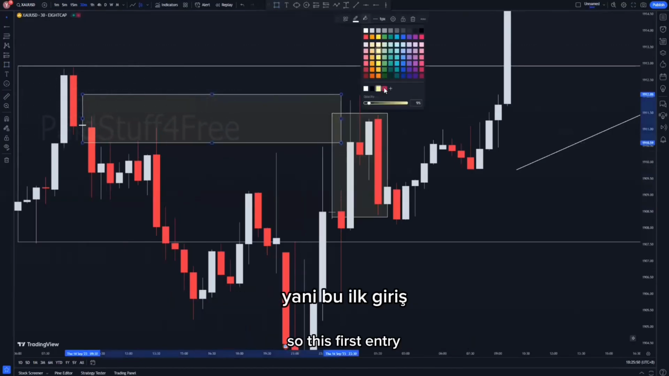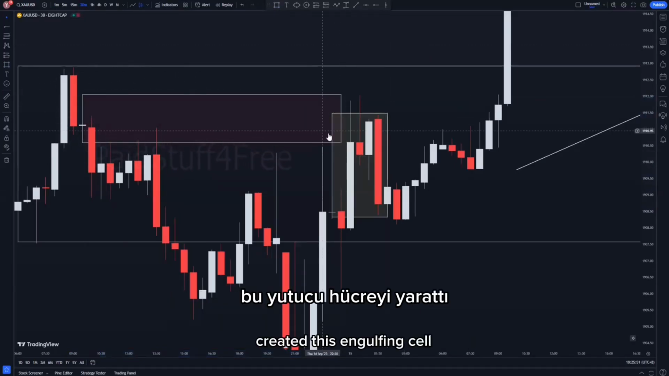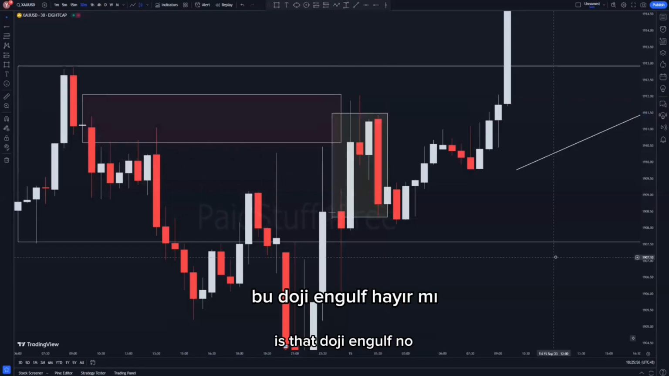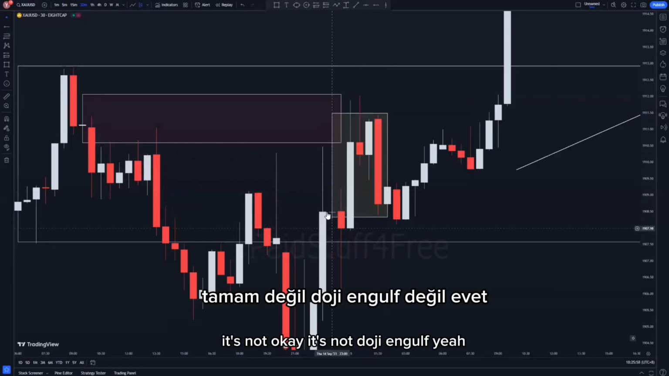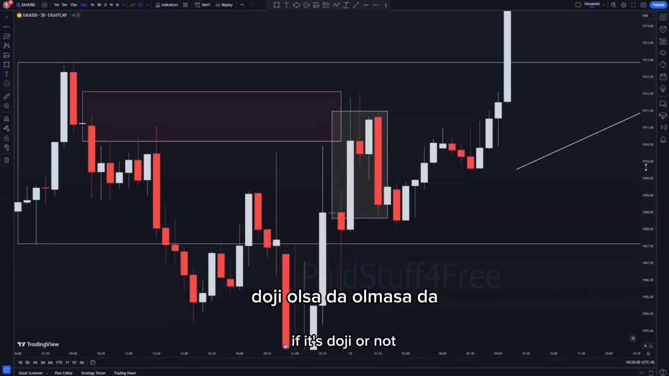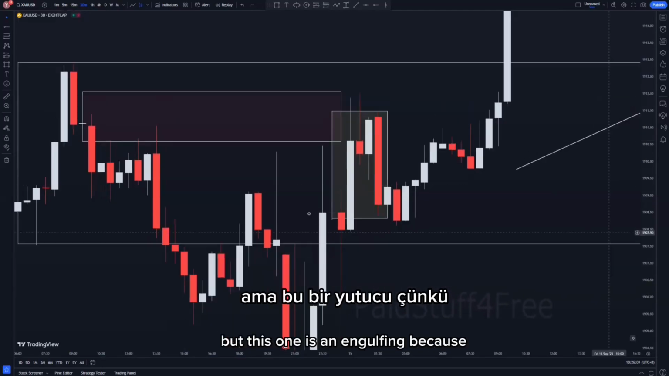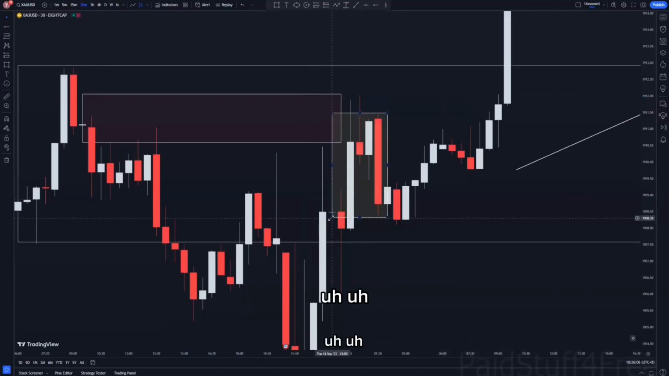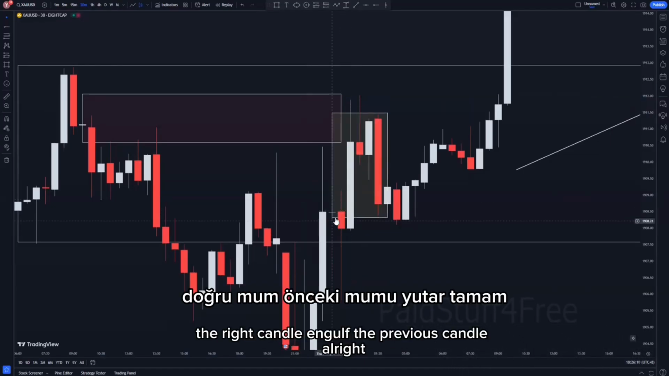So this first entry created this engulfing sell at the current market price. Is that a doji engulf? No, it's not a doji engulf. This one is an engulfing because the right candle engulfed the previous candle, right?